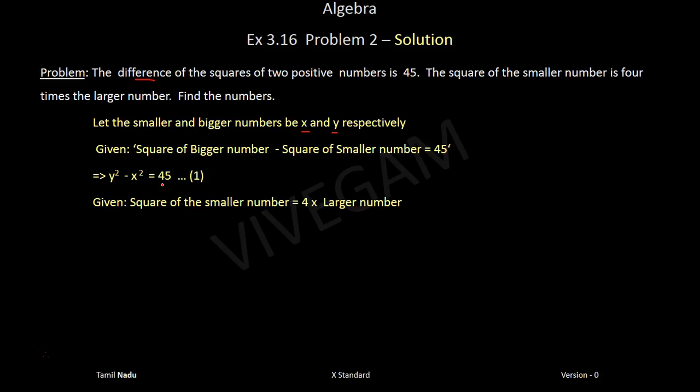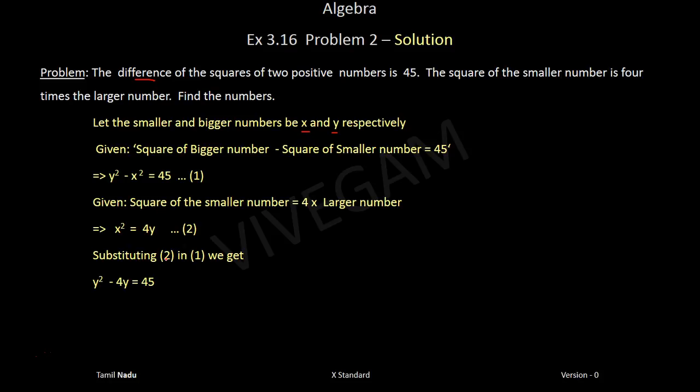Then the next condition: the square of the smaller number is 4 times the larger number. What is the smaller number? x. The square of the smaller number is x square. On the right side, this is 4 times the larger number, which is y. So this will become 4y, or x square equal to 4y. Now you can substitute this x square as 4y. You will get a quadratic equation in y, which you can solve.